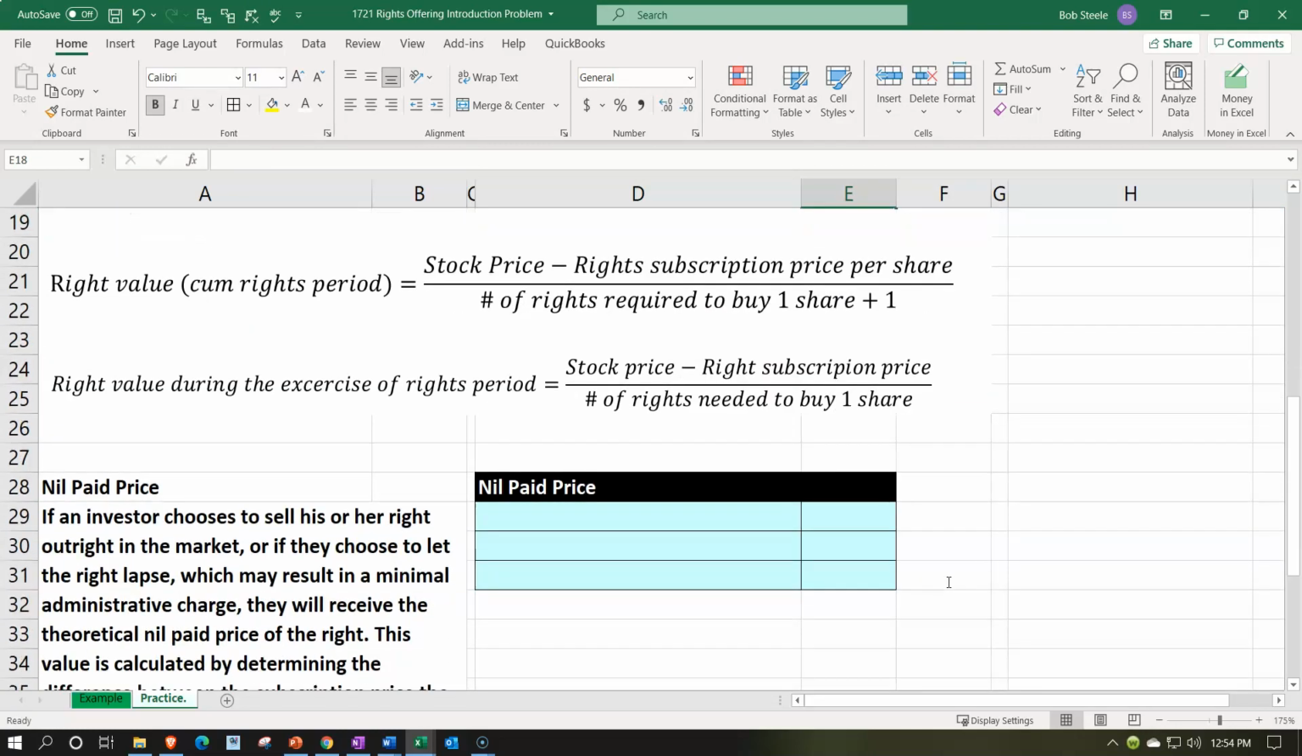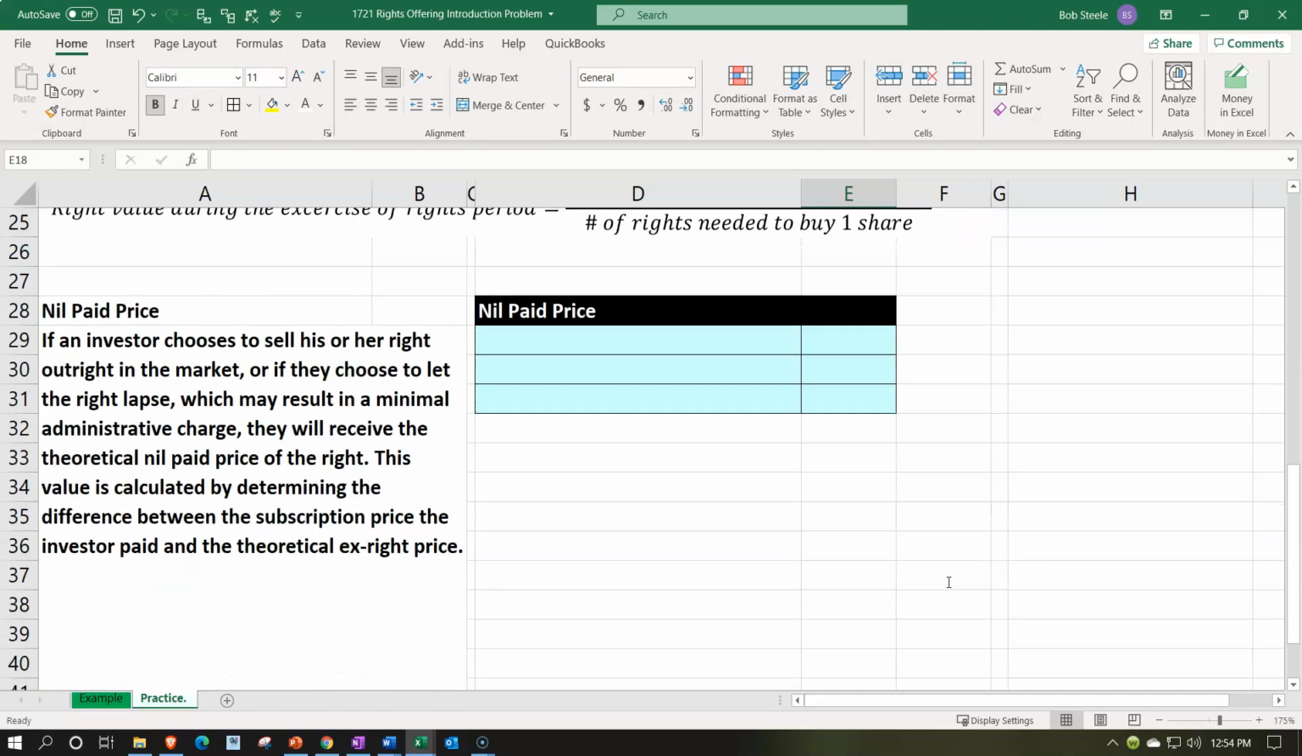If I scroll on down, then the next concept we can think about is the nil paid price. So if an investor chooses to sell his or her right outright on the market, or if they choose to let the right lapse, which may result in a minimal administration fee. In other words, now that you have the option of selling the right, you could say, well, I'm going to sell the right, or depending on how the right's going to be set up, if you let it lapse, you might pick up then the nil paid price, which could result in some administrative fee if that was the case.